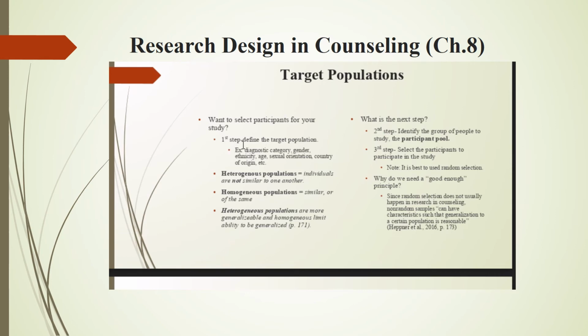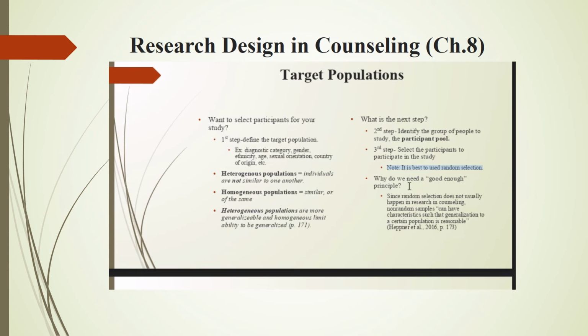So after we get the first step of defining our target population, then we're going to identify the group of people to study, so our participant pool. Once we get that, we're going to select the participants to participate in the study, and it is best to use random selection in this because it's another step to avoid being biased in our research.